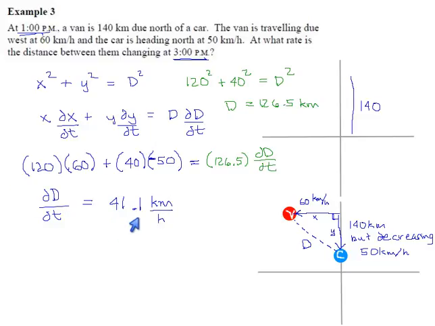This is positive, which tells us that at this point, the van is moving away faster than the car is closing the distance. That may not always be true. There may be some other places or other times where the distance between them is actually shrinking, but at 3 o'clock, it turns out the distance is increasing. And that was all they wanted from us.